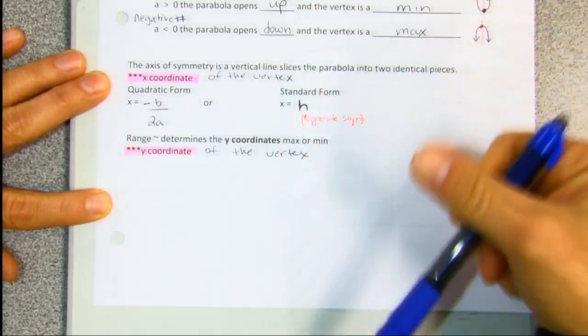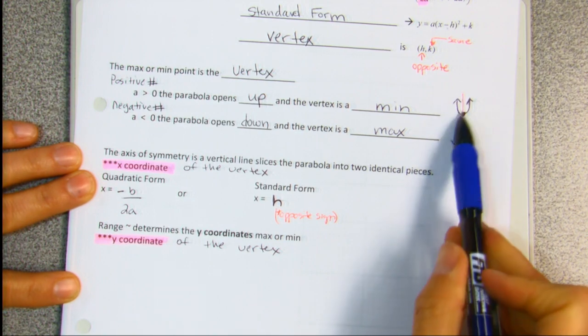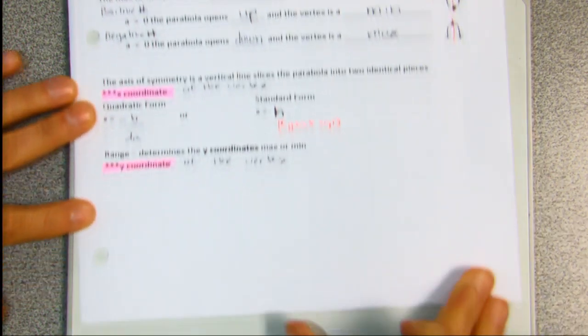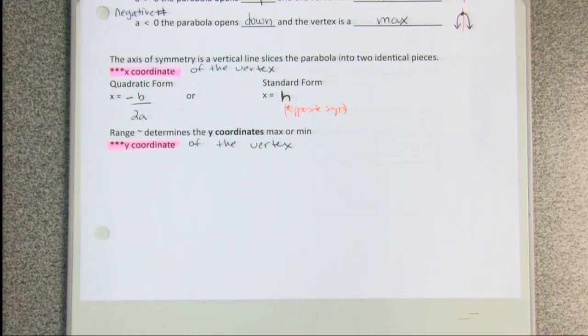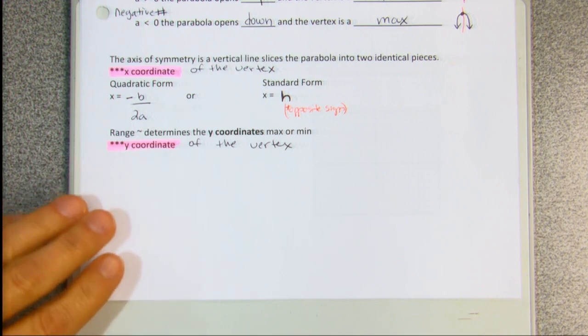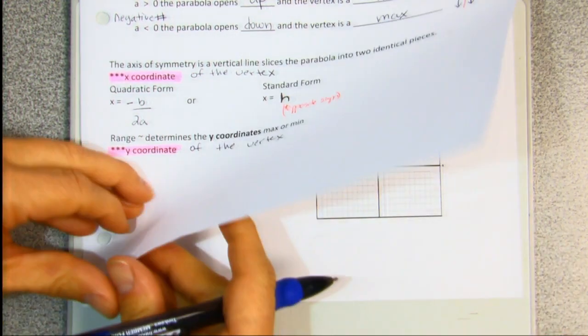Right? Because y's are what's giving you its height. It's either starting here, and that's going to be its maximum height, or its lowest height. So when we talk about range, we're working with the y coordinate. Okay, so let's go see what all that really means when we look at it.